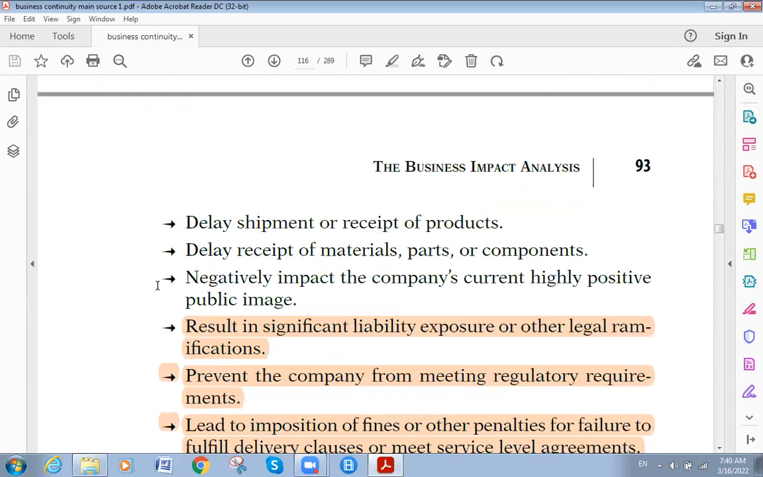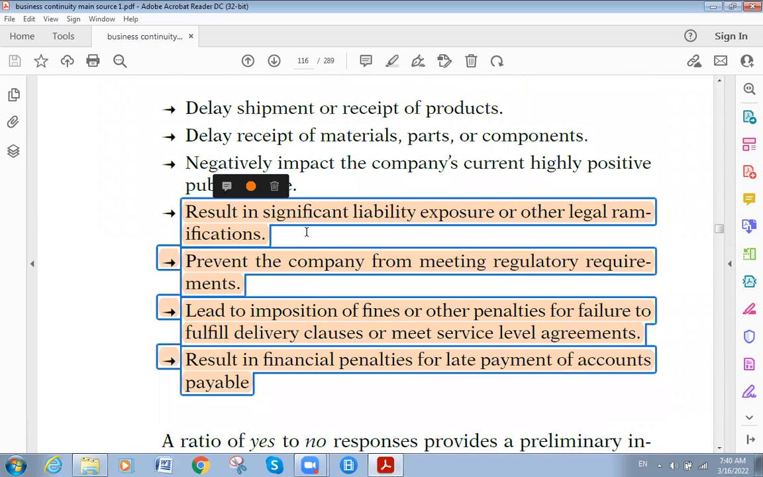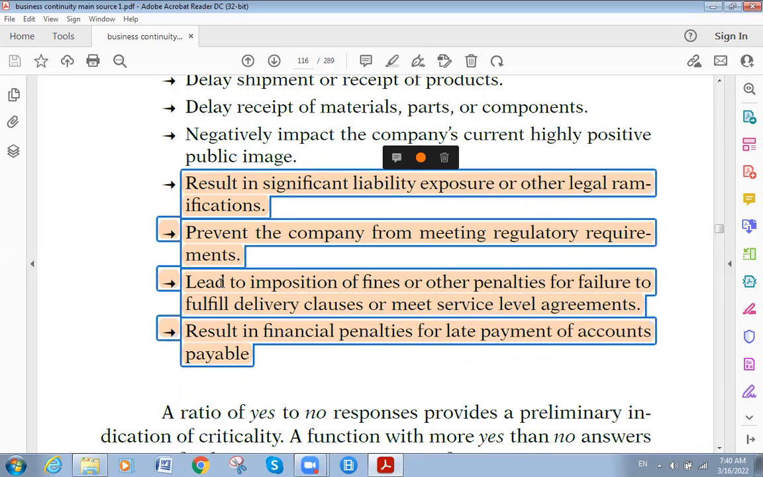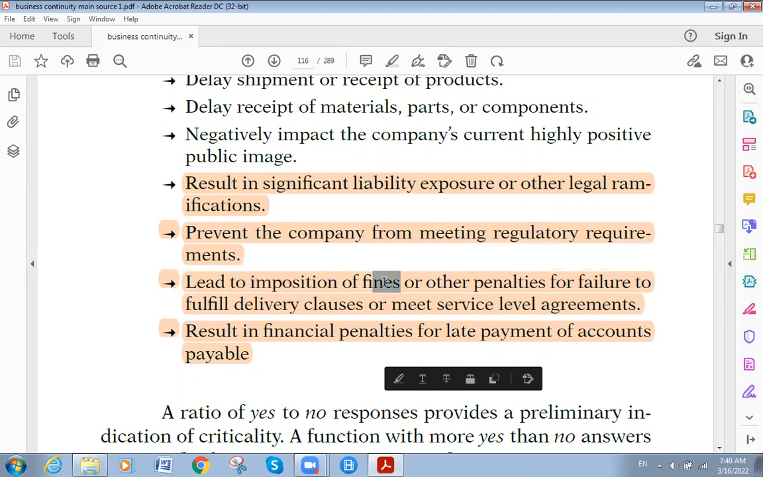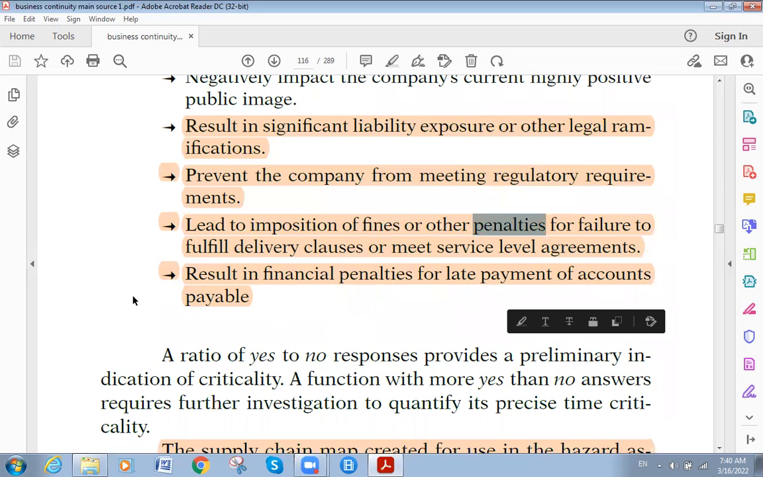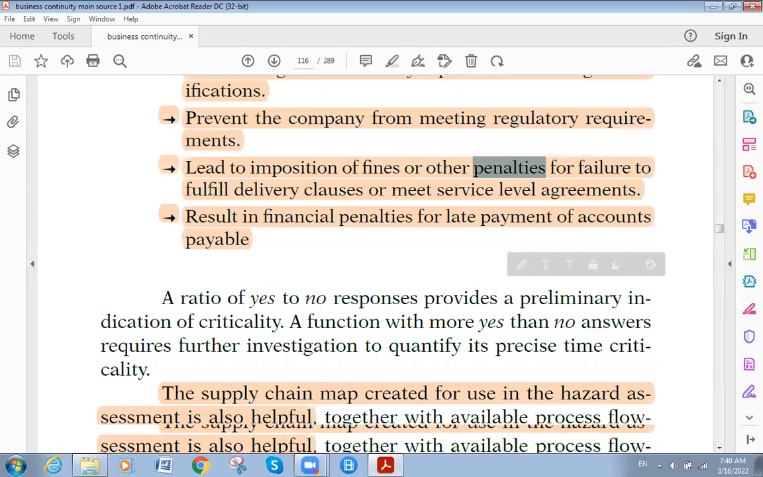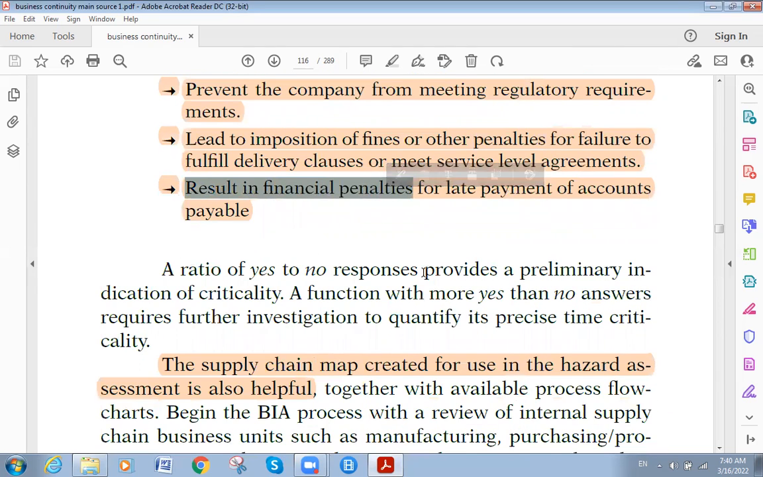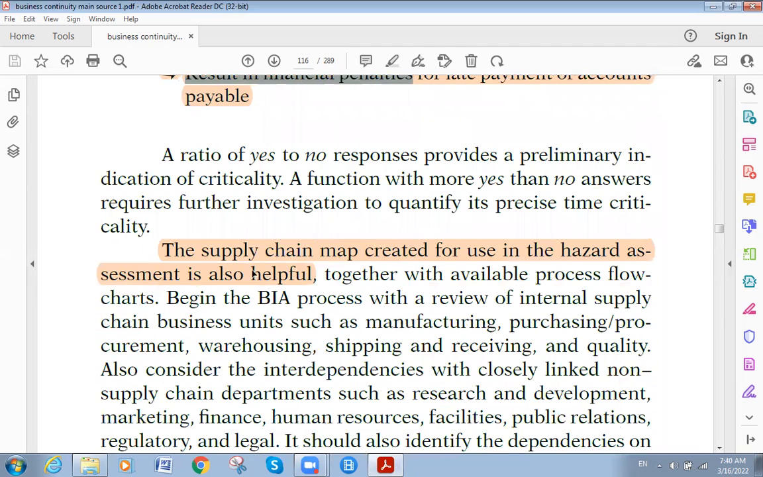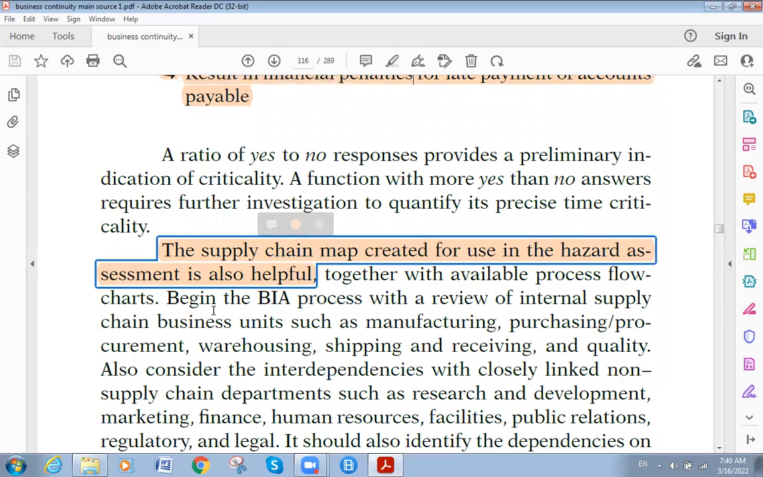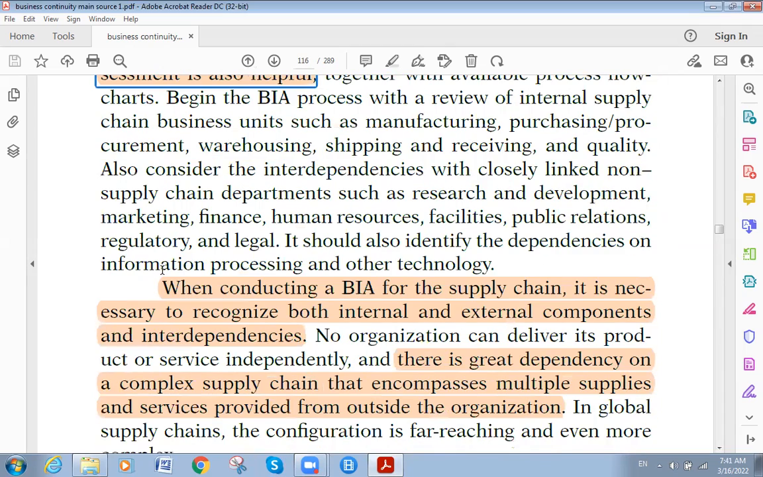All these are examples. Result in significant liability exposure or legal ramifications. Prevent the company from meeting regulatory requirements. Lead to imposition of fines or other penalties due to a failure, and result in financial penalties for late payments. The supply chain map, of course, is always helpful.